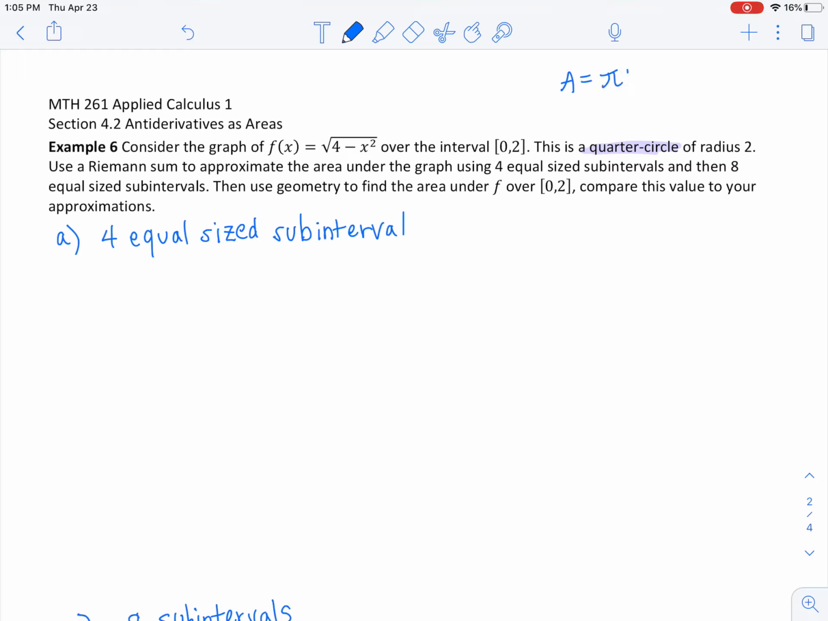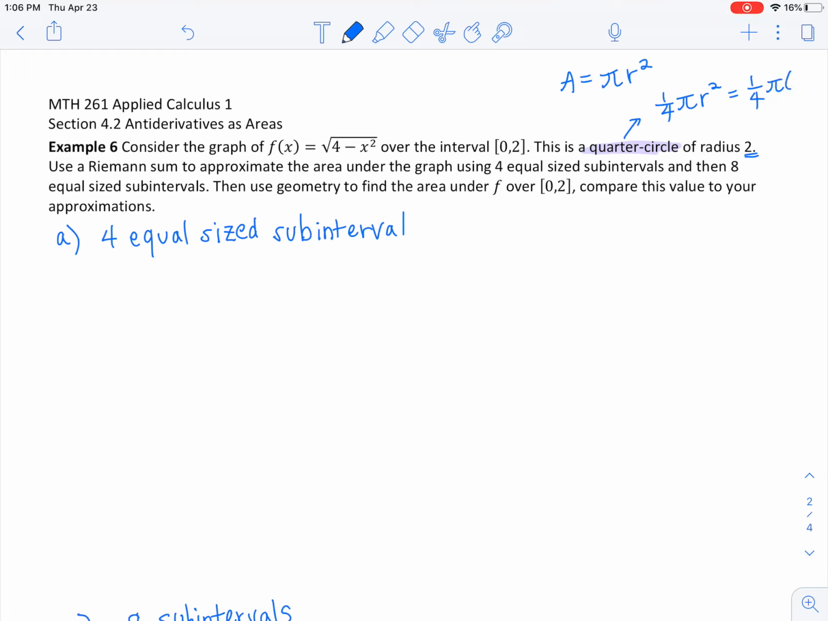Now, here's the thing, though. They said use geometry. Geometry means what's the area of a triangle, area of a rectangle, area of a trapezoid. But what shape is this? They're saying this is a quarter circle. You know the area formula for a circle, that's going to be pi r squared, right? But if you want a quarter circle, that's simply going to be 1/4 of that.